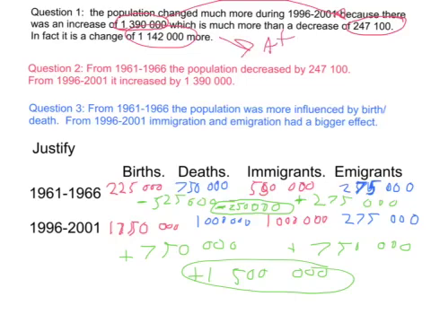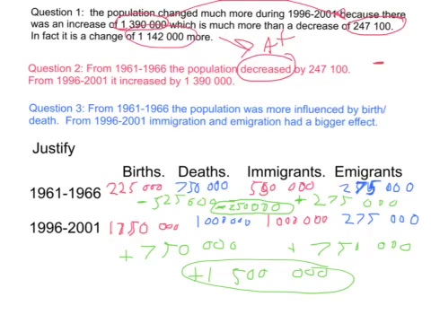For question 2, from 1961 to 1966, the population decreased by 247,100. Decrease tells me it shrank, it went down. And I know that that number is a decrease because when I did the math, it was a negative number. And from 1996 to 2001, it increased by 1,390,000. That was a positive number, so it increased.